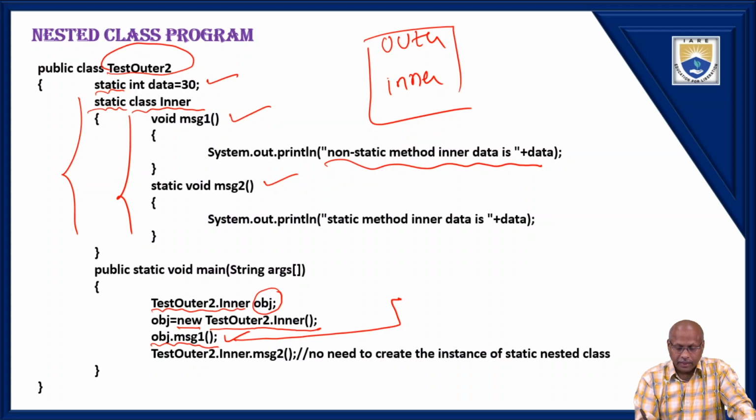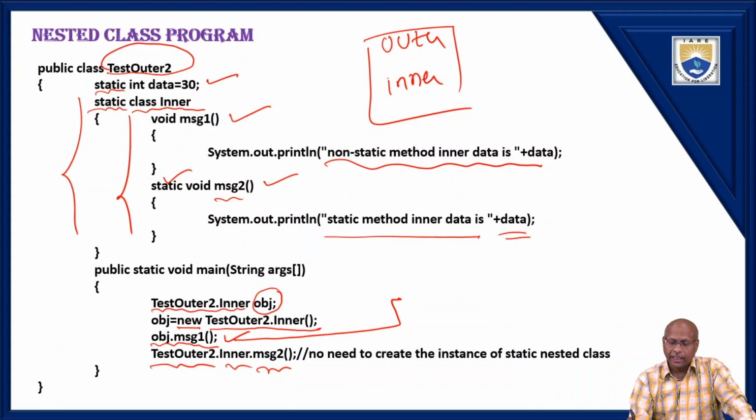Okay. Similarly, TestOuter2.Inner.msg2. I can call it through the inner class. Which one? msg2 is what type? It is a static type. So if it is a static type, you can call it like this, TestOuter2.Inner.msg2. So automatically the static method is called, and what is the value? The data is 30. So this 30 will be printed. Similarly here also 30 will be printed. So this is the way the program works.